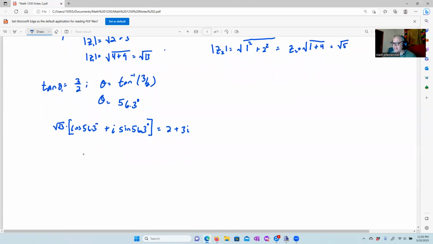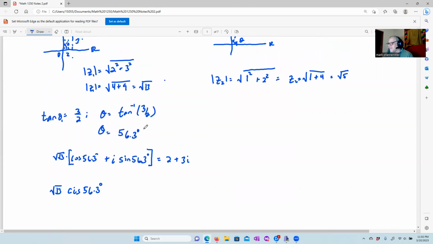We tend to abbreviate that a little bit further. So we're going to say that this is the square root of 13, and then we say cis, cosine plus i sine, 56.3 degrees. And that's the polar representation of my Z1.